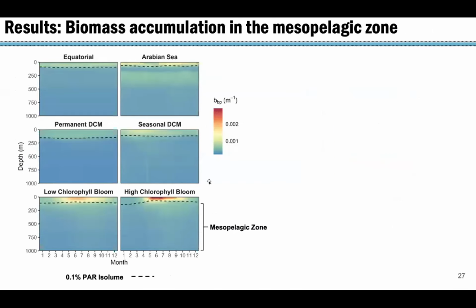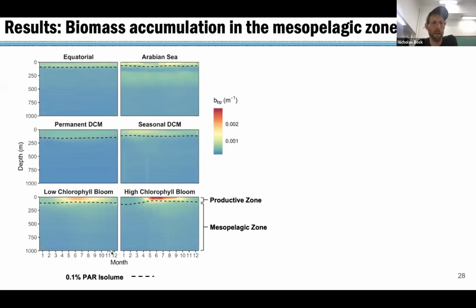So this classification also provided insight into particle distributions within the mesopelagic zone for each biome, which we approximately defined as the area beneath the 0.1% PAR isopleth, represented by this black line here, with the mesopelagic zone shown in the bracket for the high chlorophyll bloom biome. The area above the 0.1% PAR isopleth is defined as the productive zone.